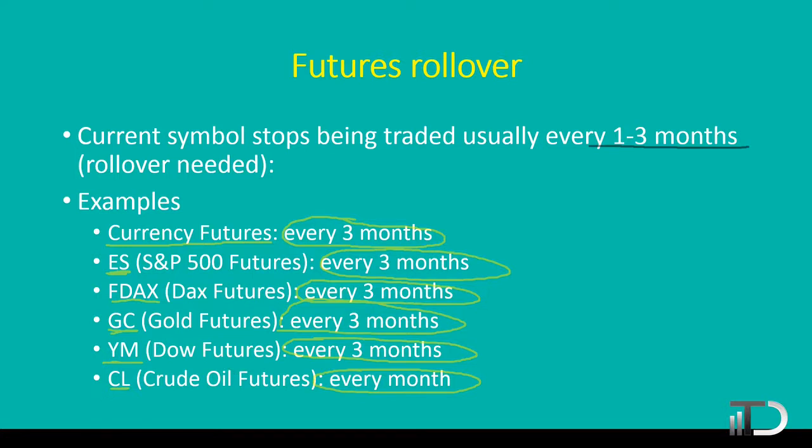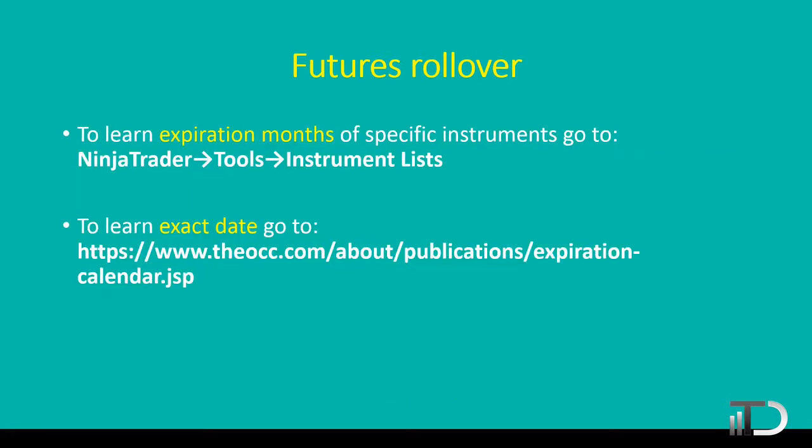Those were just examples. There are many futures symbols and futures instruments that you can trade. It's not always 3 months. Sometimes it's 1 month, sometimes it's 2 months, but it's always the same for the same instrument. So it will always be, for example, 3 months for currency futures. All right? And now I'm going to show you how to learn the expiration months of the specific instruments that you want to trade. So you do that in NinjaTrader.